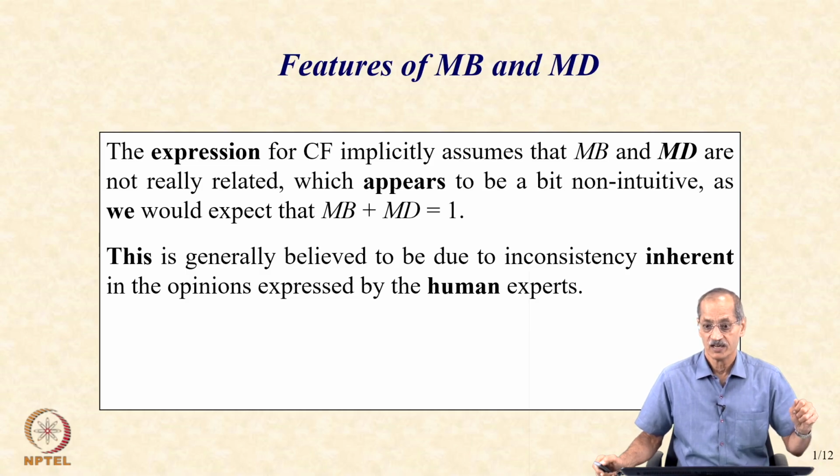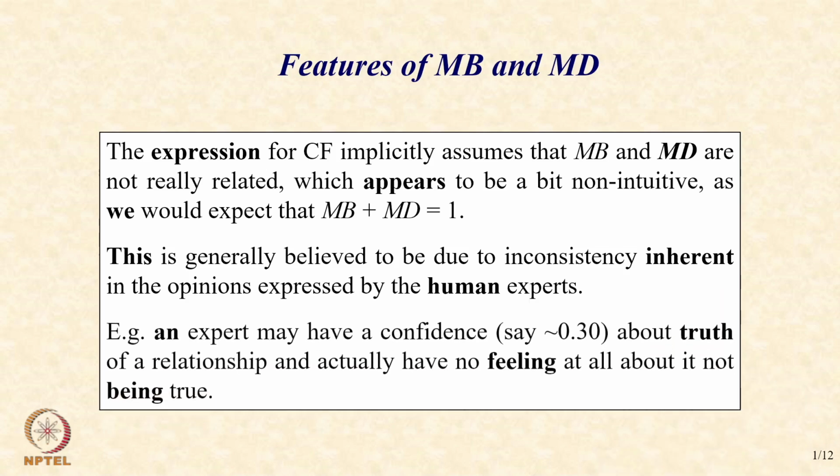Now, we may not fully understand what is implied through this. So, let me give an example. Let us say that we have an expert who may have a confidence of, let us say, 0.3 about the truth of a relationship. So, I would say MB is 0.3, but that does not mean that MD is 0.7. That particular expert actually may have no feeling about it not being true. So, he could say MD is 0 actually.